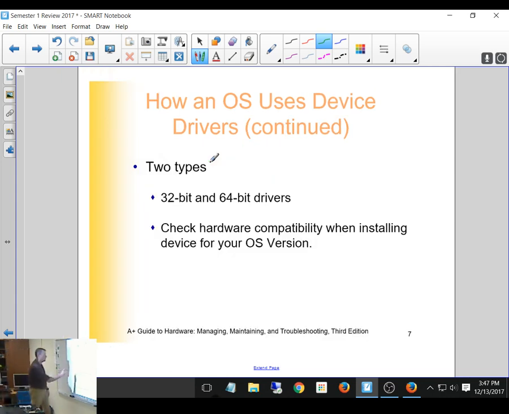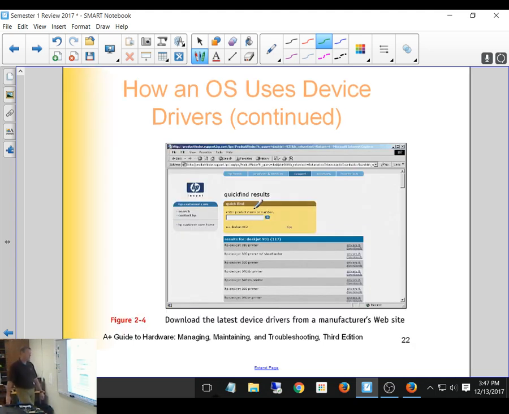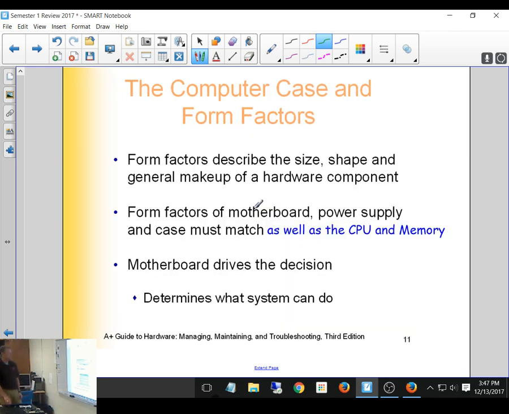I already mentioned this, there's 32 and 64-bit drivers, and you have to make sure it's good for the operating system that you have. Be careful on that whenever you buy a piece of hardware, that you've got the drivers available for what you're looking for, and you can get them on the manufacturer's website.